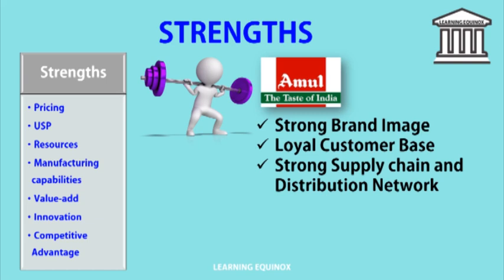Next, Amul has a strong product portfolio. Amul has a variety of products ranging from milk, paneer, butter, cheese, right up to chocolates and ice creams and even mithai. It offers different products in different product categories. This wide range of products is one of the biggest strengths of Amul.